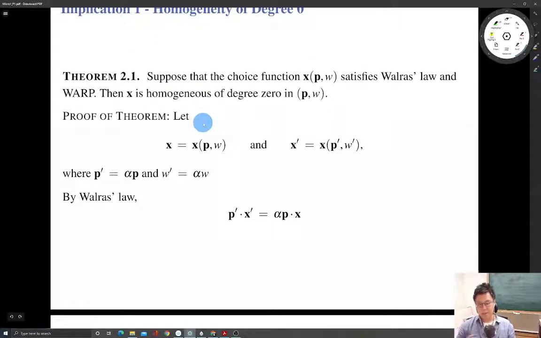So here is the first implication of the WARP. The theorem states that if the choice function satisfies Walras' law and the WARP, then the choice function is going to be homogeneous of degree 0 in the price vector and wealth W, just like the Walrasian demand. The way to prove this is really simple, so let me go through the proof in this lecture video.